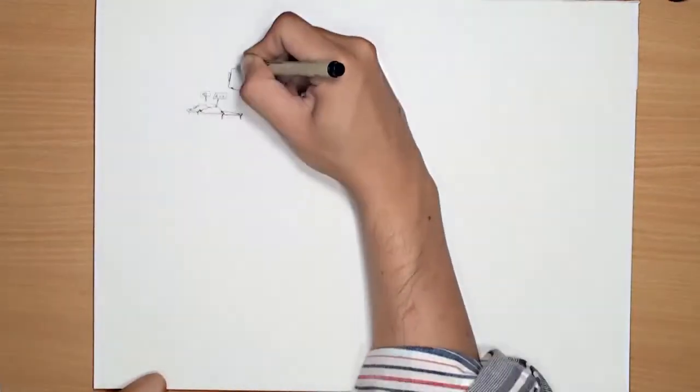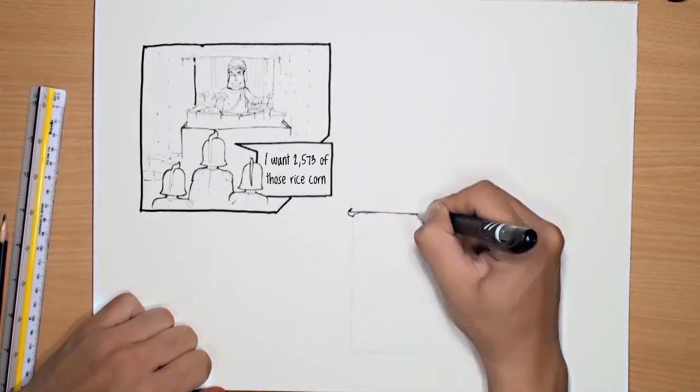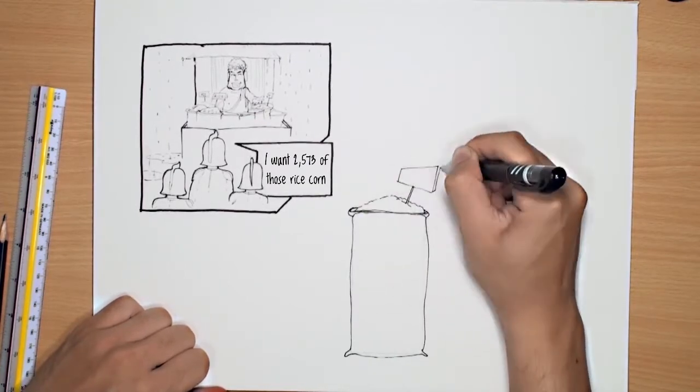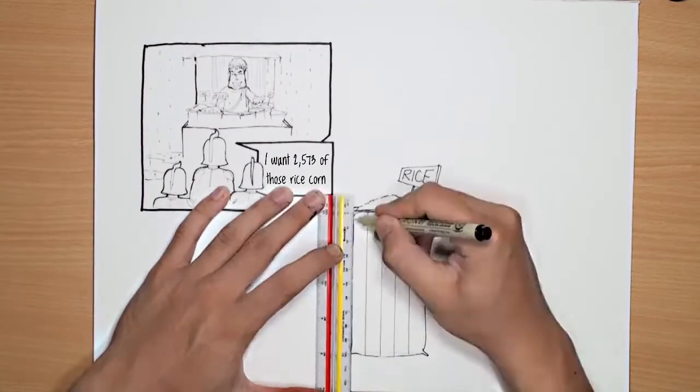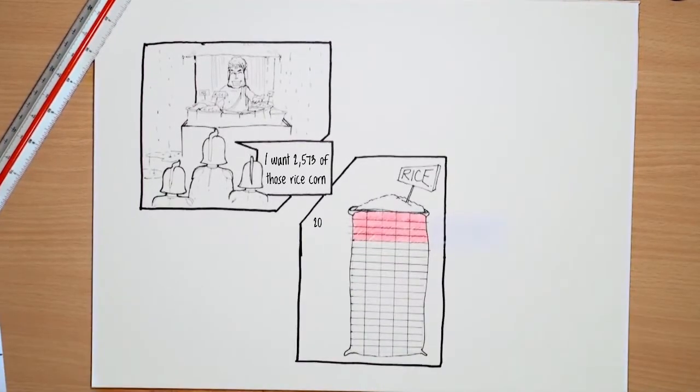Imagine the humans of the past going to the market saying, I want 2,573 of those rice corns, because that would take way too long. They instead started saying, imagine this bag is 100, then I want 20 of it. And that became 20 of 100, or 20%.